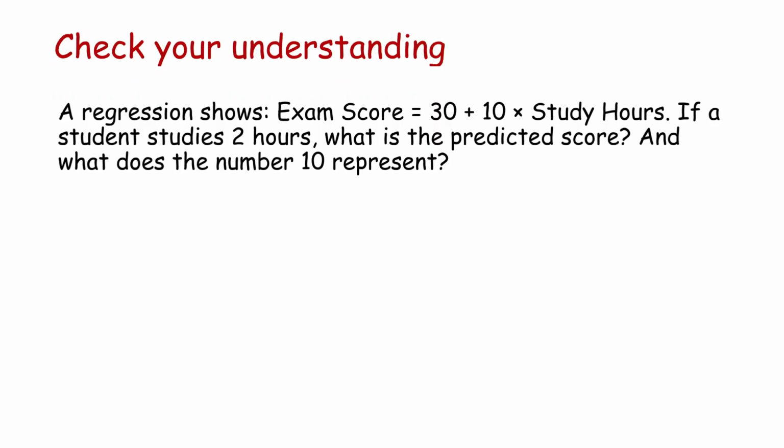Check your understanding. Now a question for you. Pause and think. A regression shows exam score equals 30 plus 10 times study hours. If a student studies 2 hours, what is the predicted score? And what does 10 represent?